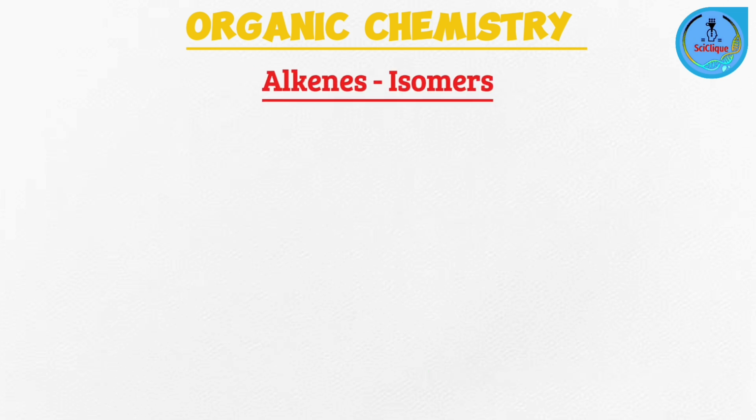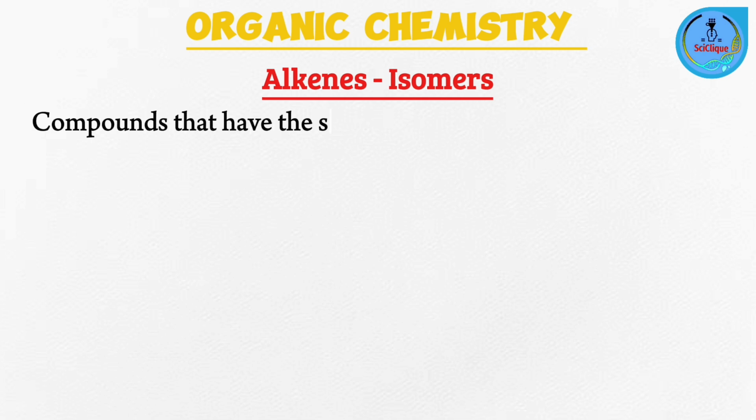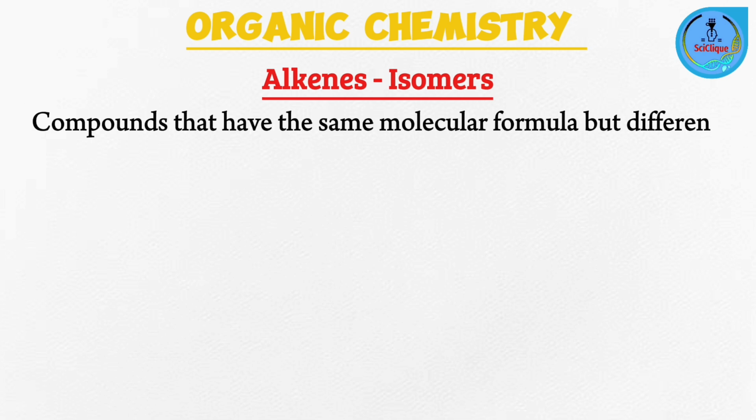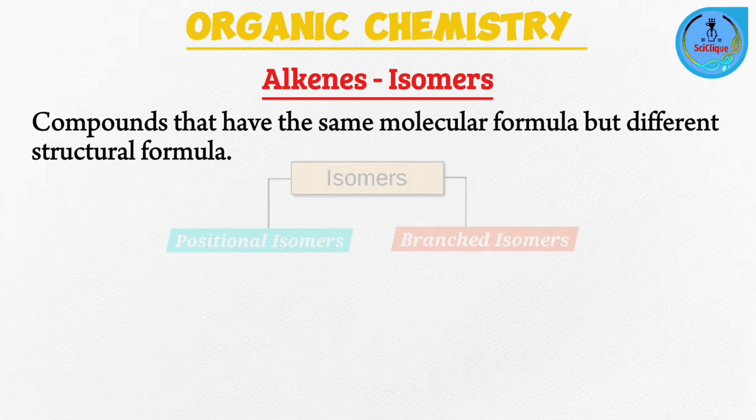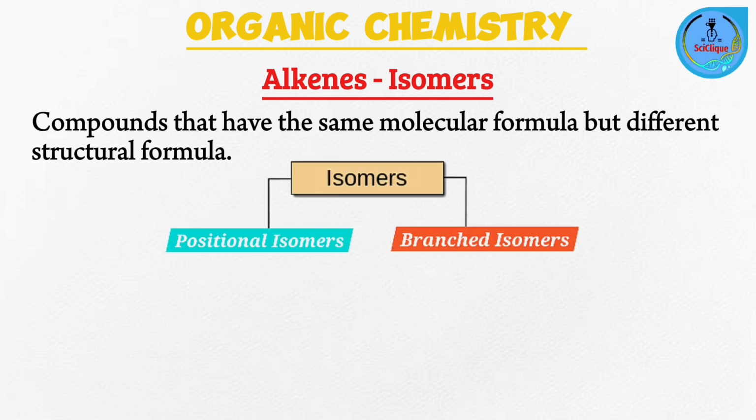Now moving on to isomers. What are isomers? Isomers are compounds that have the same molecular formula but different structural formula. So in short, they have the same number of carbon and hydrogen atoms, but the way these atoms are arranged within the molecule is different. Hence, they end up having a different structural formula. Now, when it comes to isomers of alkenes, they are of two different types. We have positional isomers and structural isomers.